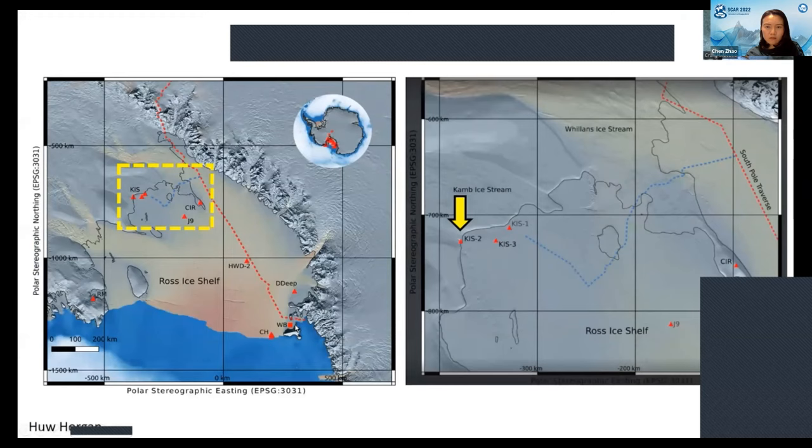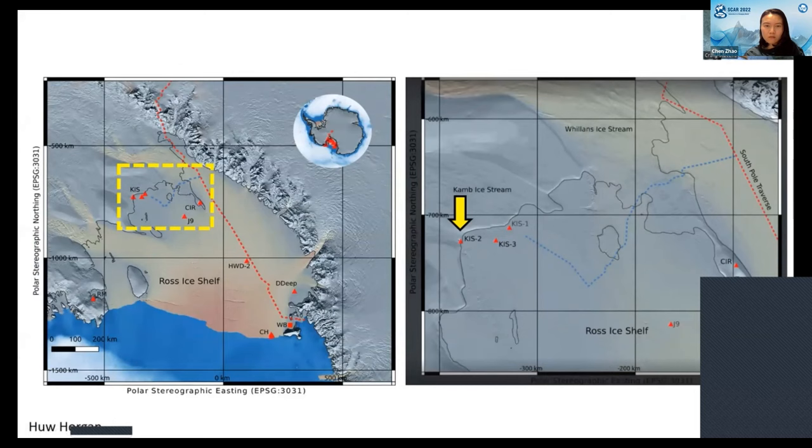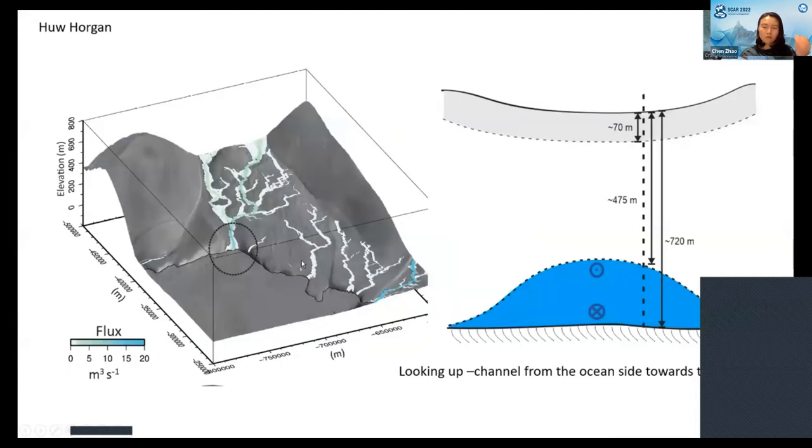And then if we zoom in, we occupied a normal grounding line station 2.5 years ago. And then this most recent season, we're actually on the coastal margin at a place called KIS 2. This is a dramatically exaggerated vertical extent, but it's a known drainage channel beneath the CAM ice stream, draining into the western margin of the Ross Ice Shelf.